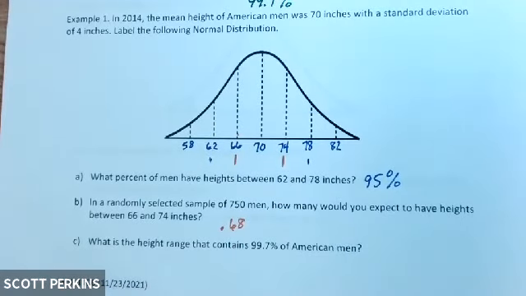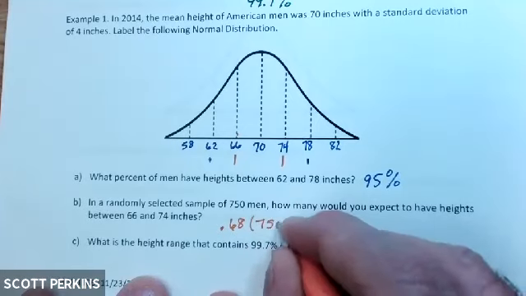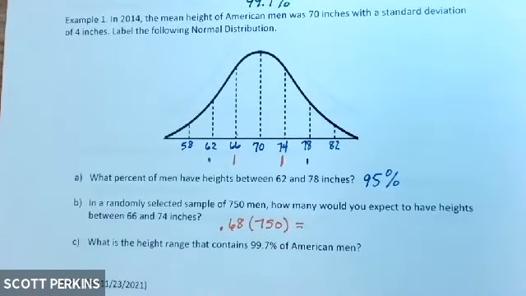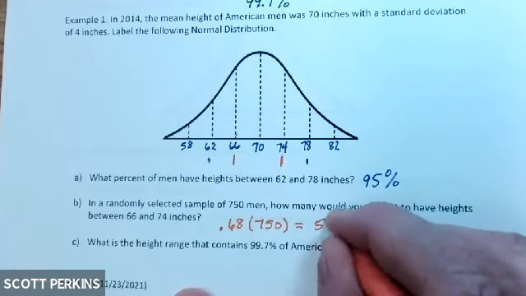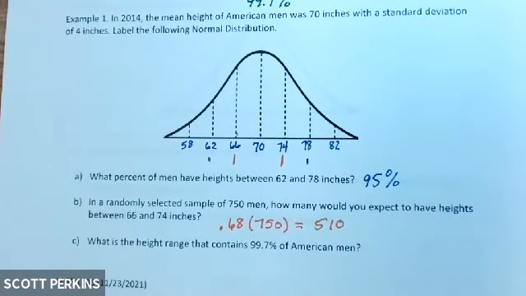And what am I going to do with that 68% or 0.68 and the 750 men that I've selected? I'm going to multiply. That's exactly what I'm going to do. So I'm going to take the 0.68 times 750. And I'm in my calculator now. You can have your calculator. That's going to be 510 is how many we would expect, or somewhere pretty close to that, to be in that range of heights.